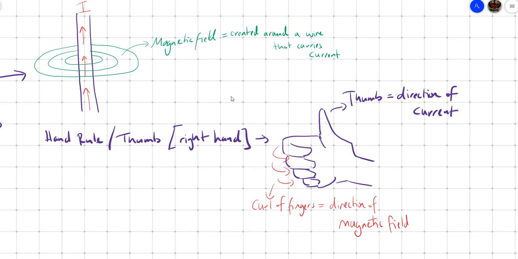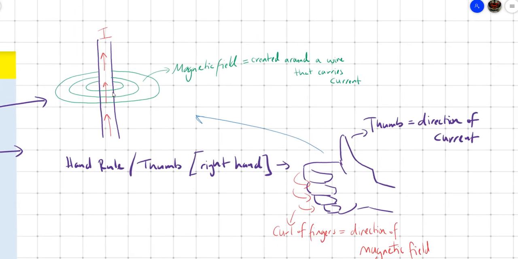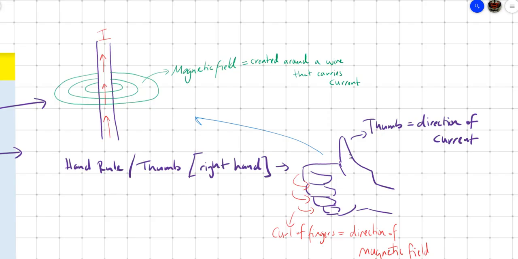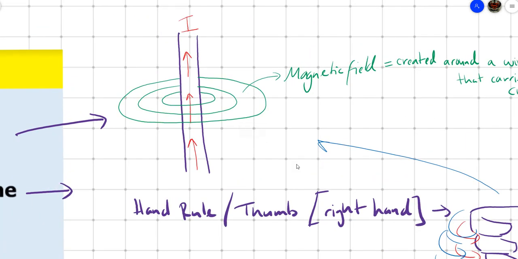Now let's apply this to our diagram. We have the current going up, so the thumb is going to be pointing up. Put a tick there. Then the curl of your fingers. What is this movement? This movement is clockwise. So it's going to be turning clockwise, turning this way.